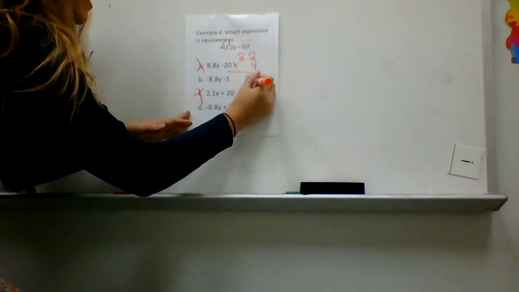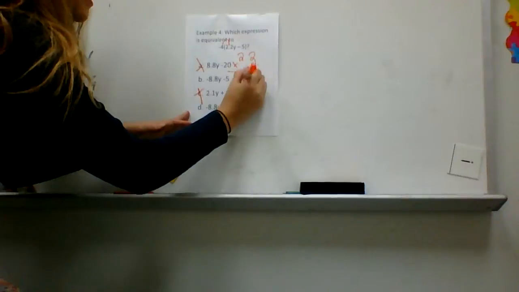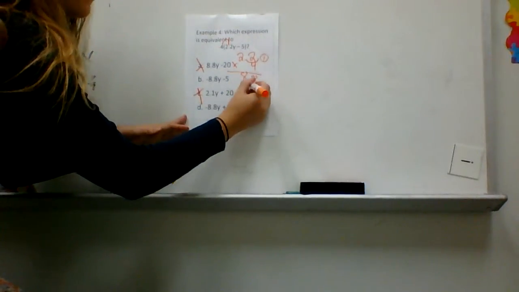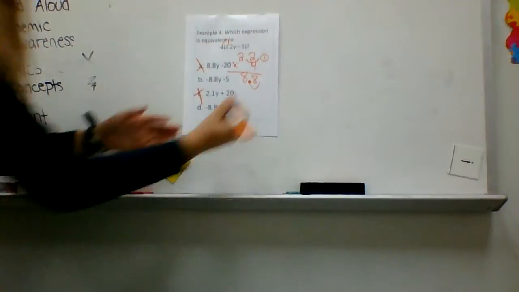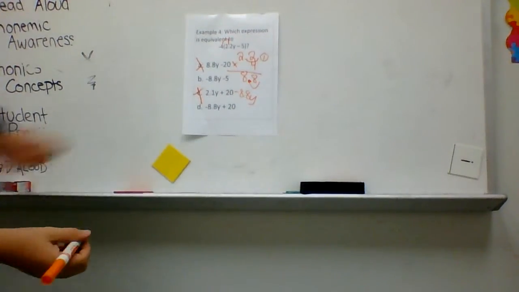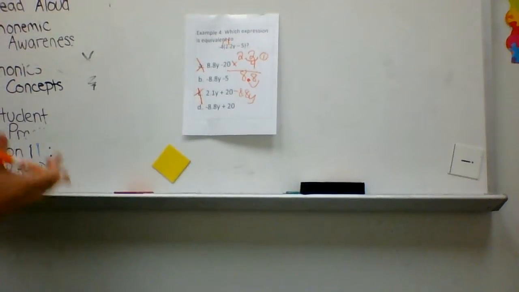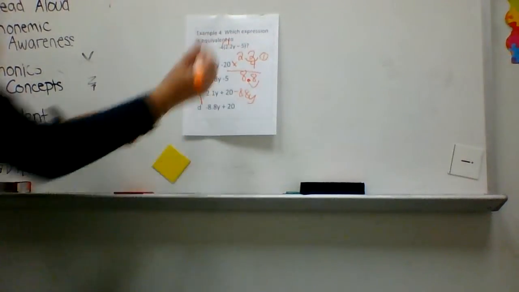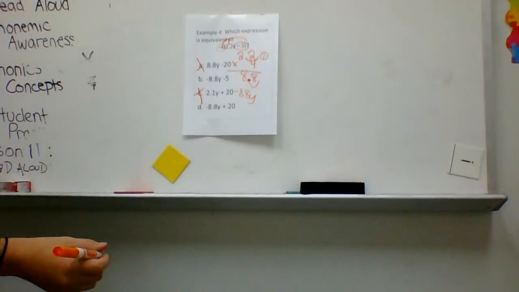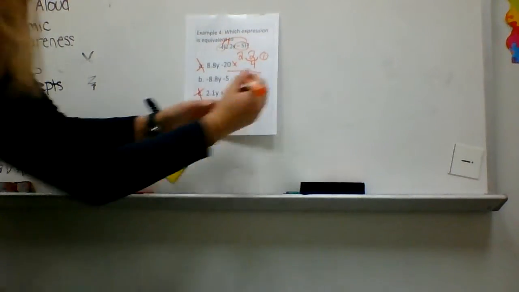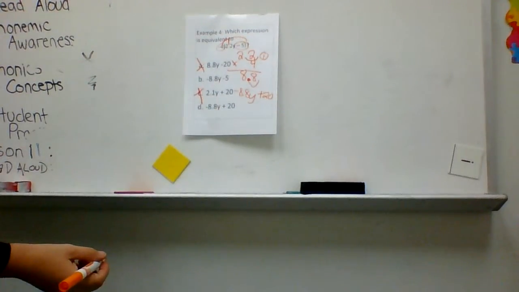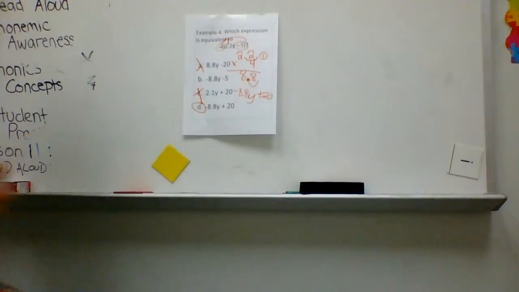4 times 2 is 8. I had to move the decimal point 1 time, so that means I have to move it 1 time back. I have negative 8.8y. That matches B and D. Now I've got to figure out what comes next. I have a negative 4 times a negative 5. A negative times a negative makes a positive 20. Negative 8.8y plus 20 gives me D as an answer.